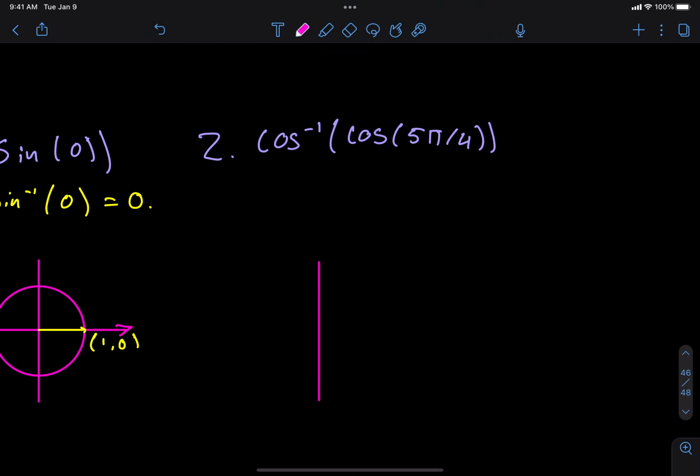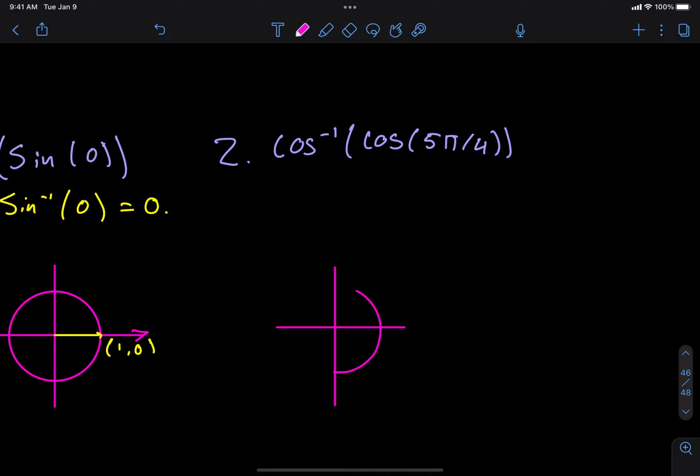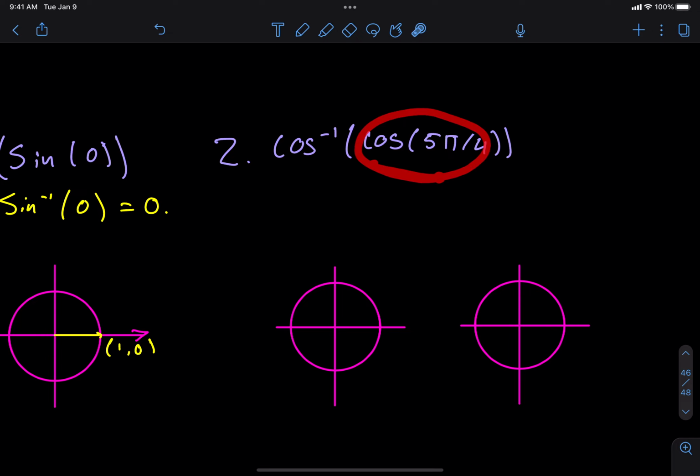For cosine inverse of cosine of 5 pi over 4, I'm going to again do another unit circle. And why don't I just copy and paste it now to save myself time. Copy, paste, okay. So first up, I need to do the angle 5 pi over 4 and take cosine of it. So I'm going to ignore all of this for now. I'm just working from the inside to the outside.